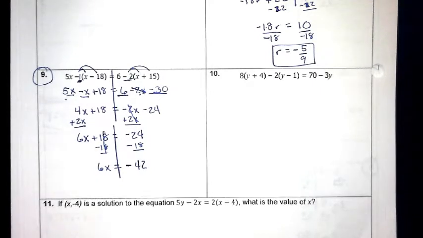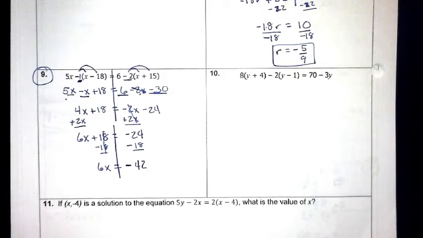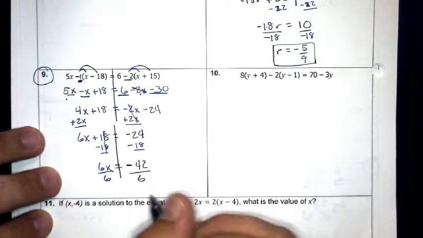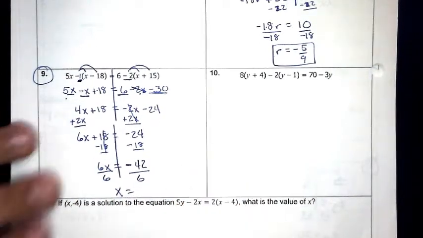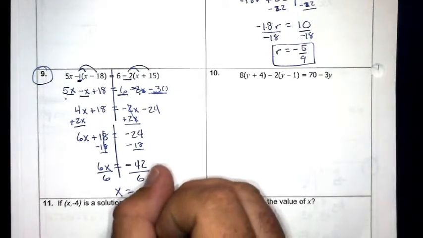All right, what do I do now? Ben, you seem to be awake now. What do I do? Divide by 6. Thank you. Negative divided by positive is a negative. 42 divided by 6 is 7.